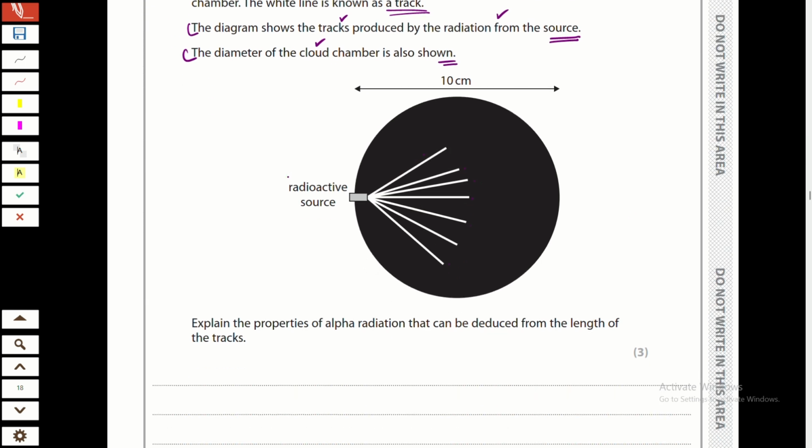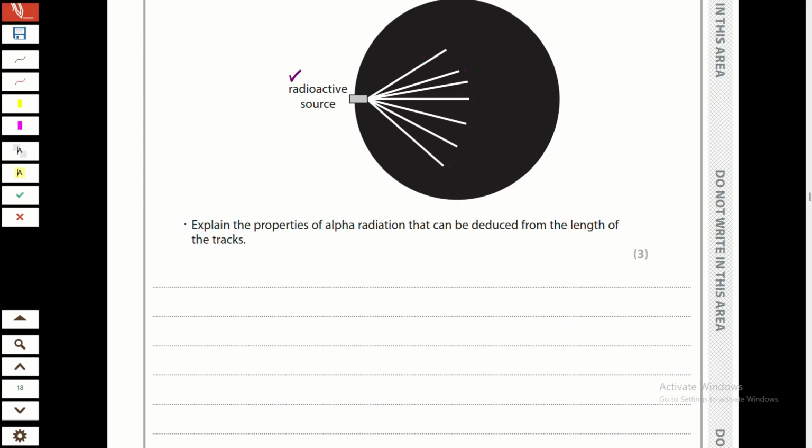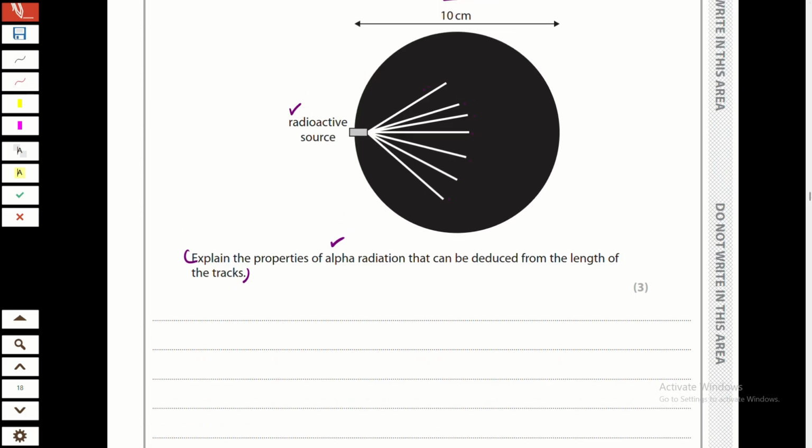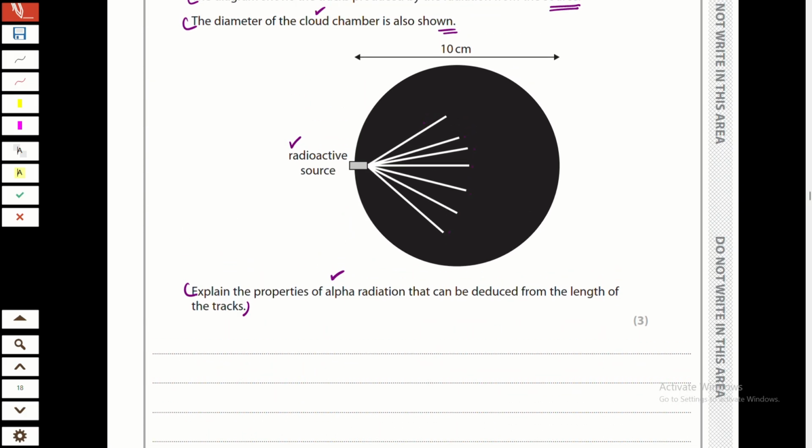The diameter of the cloud chamber is also shown. The diameter of the cloud chamber is 10 centimeters. This is the radioactive source, and the alpha particle radiation is represented by these white lines known as tracks. The question is: explain the properties of alpha radiation that can be deduced from the length of the tracks.